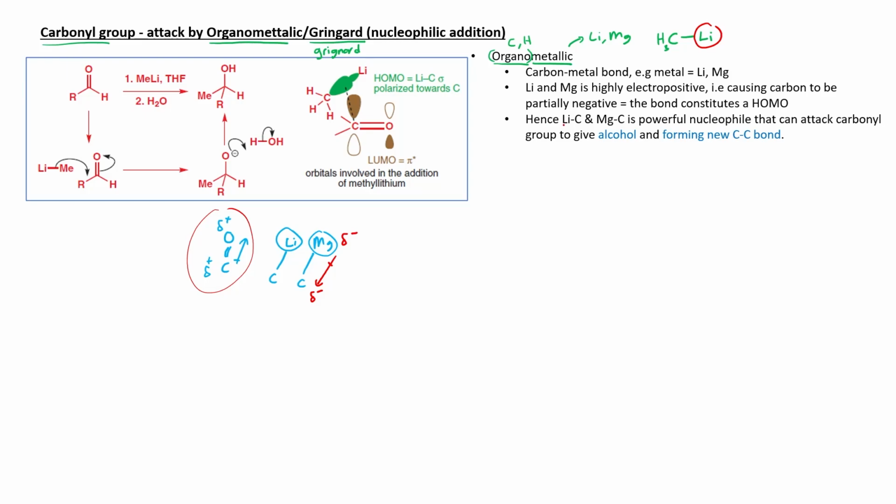So that's why lithium chloride or magnesium carbon is a powerful nucleophile. Because why? Because the carbon here now has more electron density. So you have more electron density, you are more ready to give the electron off, and that can attack the carbonyl group to give alcohol and form a C-C bond. So we will see later.